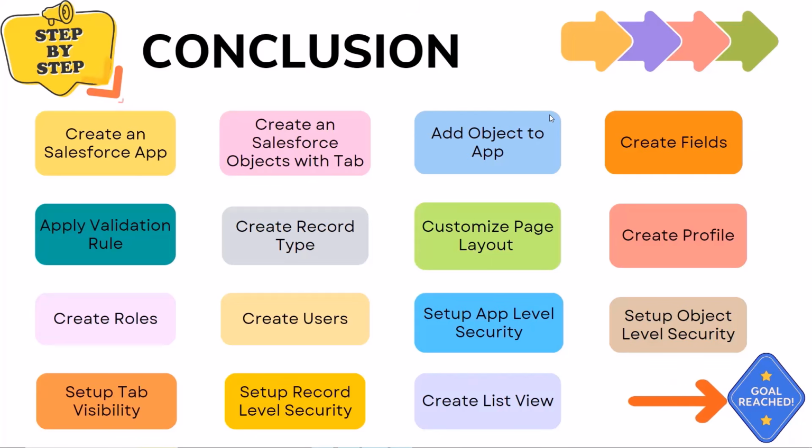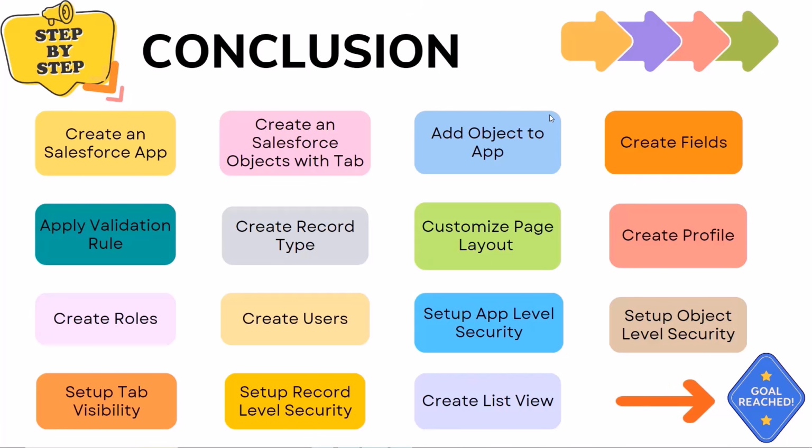Then we changed the layout of the Task Assignment page. We customized its layout according to our requirement, and then we proceeded and created a profile named Prime Jobs Employee Task Tracker. Then we moved ahead and created different roles: CEO, task manager, team lead, and associates. After that, we created a user with a Salesforce license.